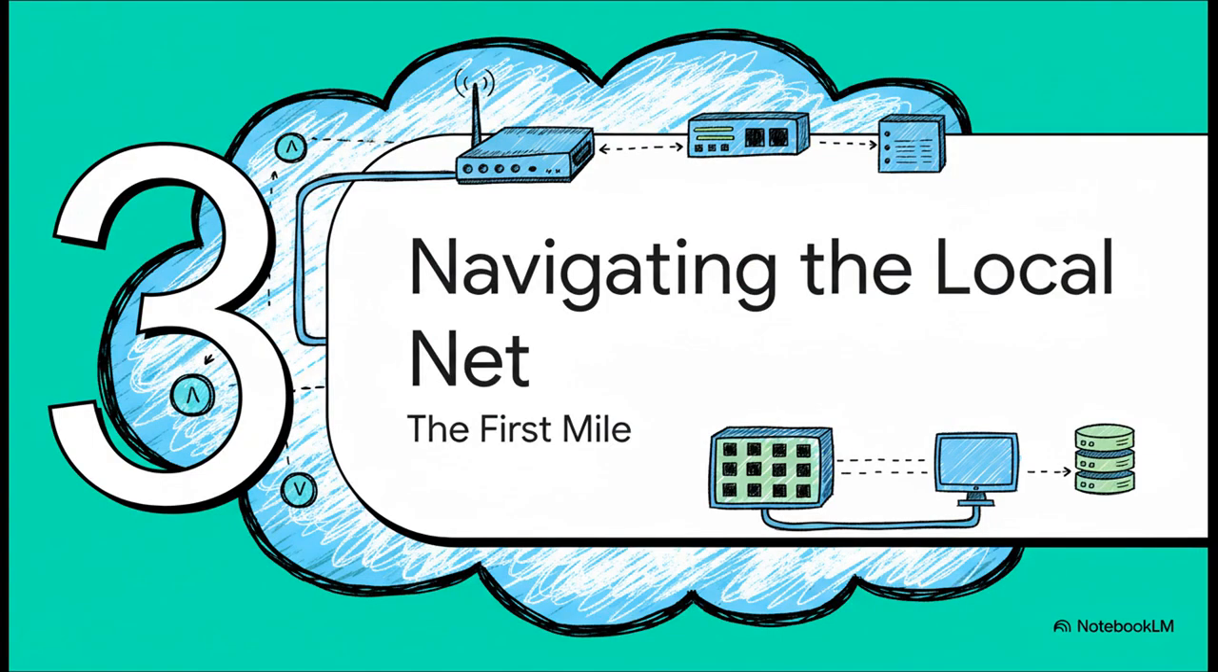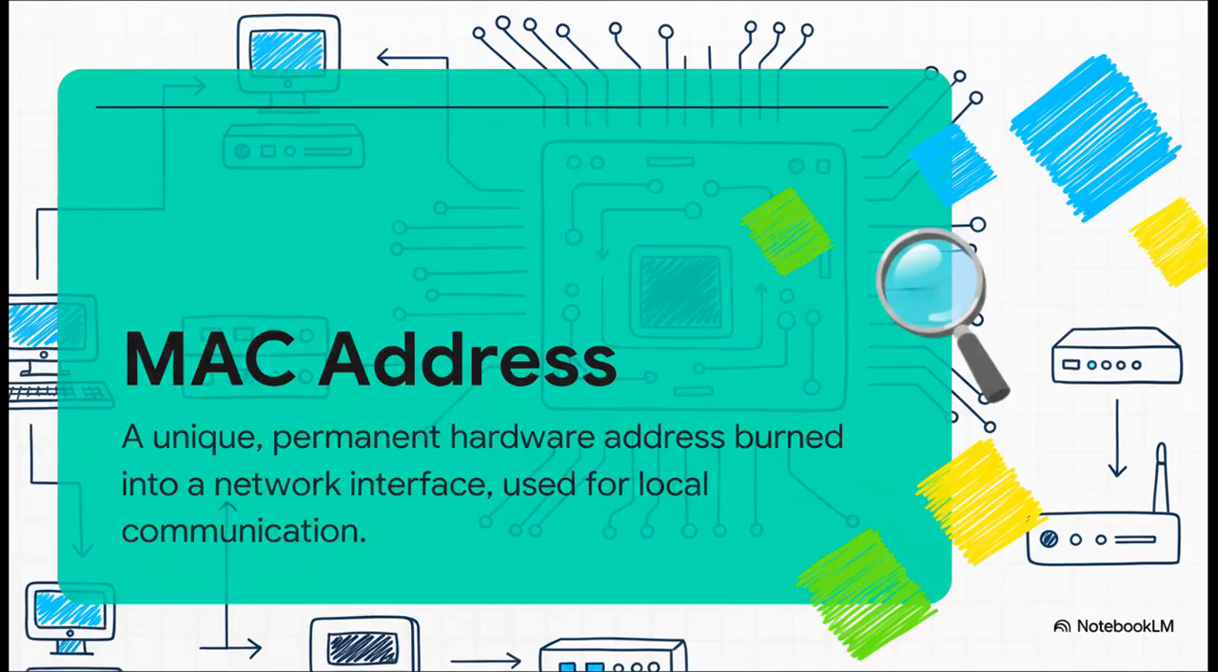So, the package is all wrapped up and addressed. Let's follow it on the very first leg of its journey, just getting out of your computer and to the edge of your local network, your LAN. For this first part of the trip, the single most important address is the MAC address. Think of it like a serial number that's literally burned into your device's network card. It's permanent, and it's only used for talking to other devices that are right there on your local network.